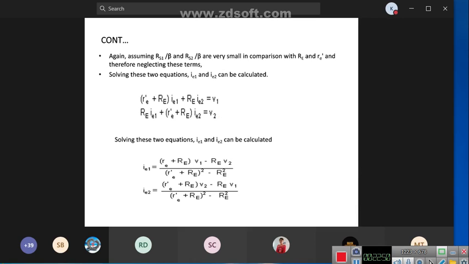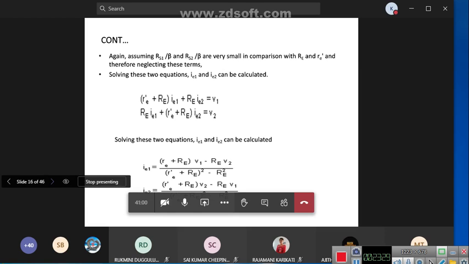So after solving these two equations, then we will get V1, V2 like this. V1 equal to RE dash plus RE into IE1 plus RE into IE2, and V2 equal to RE into IE1 plus RE dash plus RE into IE2. So from these two equations, calculate IE1 and IE2. So then we will get these two, IE1 equal to RE dash plus RE into V1 minus RE V2 by RE dash plus RE whole square minus RE square. These are the IE1 and IE2 equations, right?